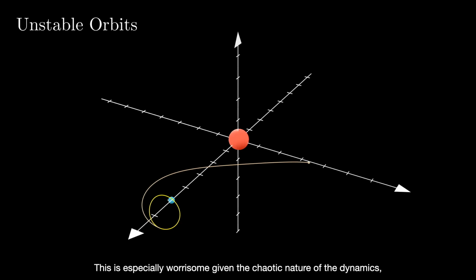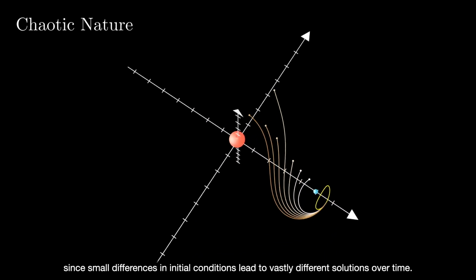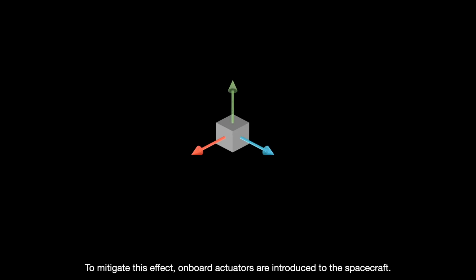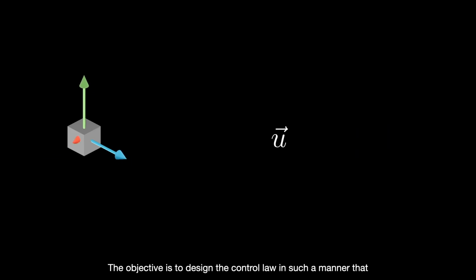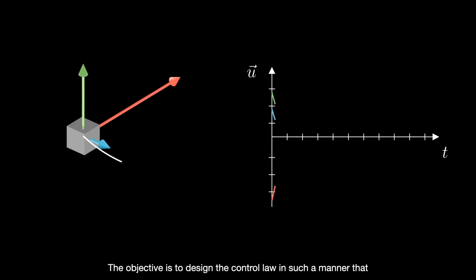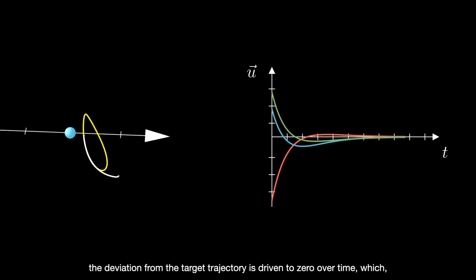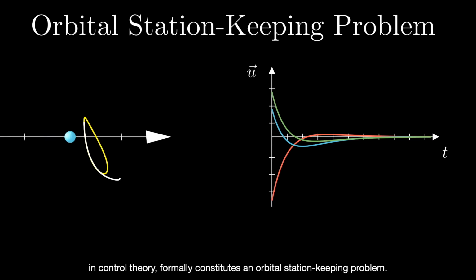This is especially worrisome given the chaotic nature of the dynamics, since small differences in initial conditions lead to vastly different solutions over time. To mitigate this effect, onboard actuators are introduced to the spacecraft. These are commanded by a control law that is a function of time and the spacecraft states. The objective is to design the control law in such a manner that the deviation from the target trajectory is driven to zero over time, which, in control theory, formally constitutes an orbital station-keeping problem.